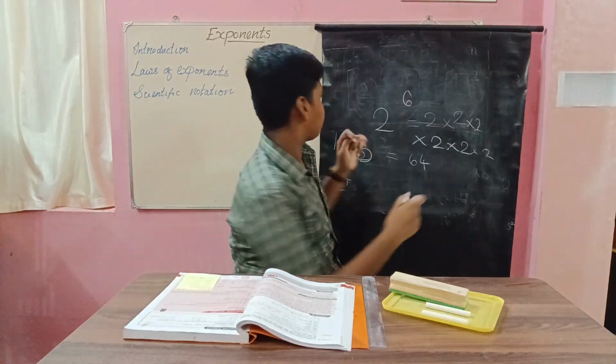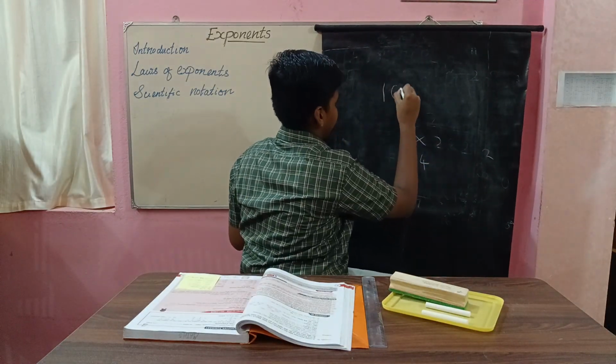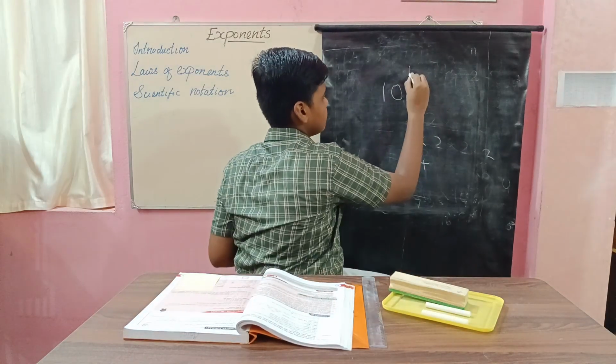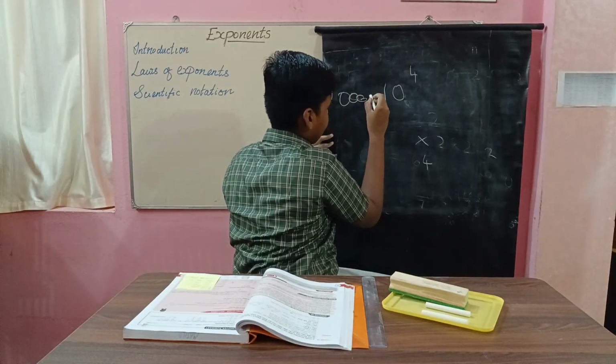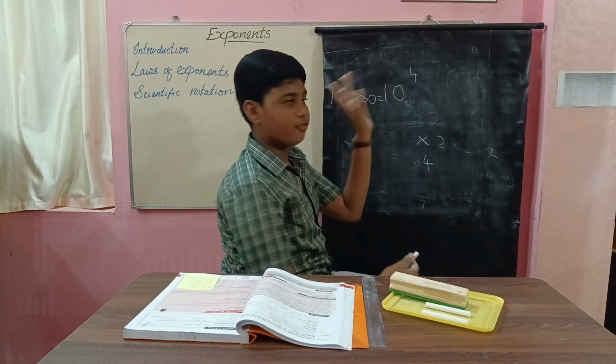Write 10,000 using exponent. Very easy. How many zeros were there? 4. 10 to the power of 4. So 10,000, when you write in exponent form, becomes 10 to the power of 4.